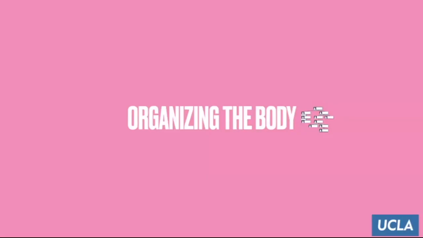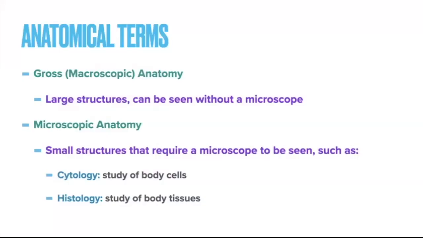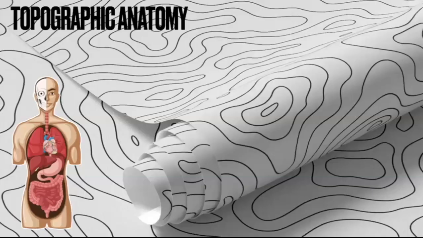Before we do that, let's talk about these anatomical terms. Gross or macroscopic anatomy is of large structures that can be seen without a microscope. Microscopic anatomy, as you guessed, is of small structures that require a microscope to be seen. Examples include cytology, the study of cells, or histology, the study of body tissues. When we talk about topographic anatomy, this is the ability to identify superficial landmarks to make accurate assessments. Landmarks make up the body's topography.